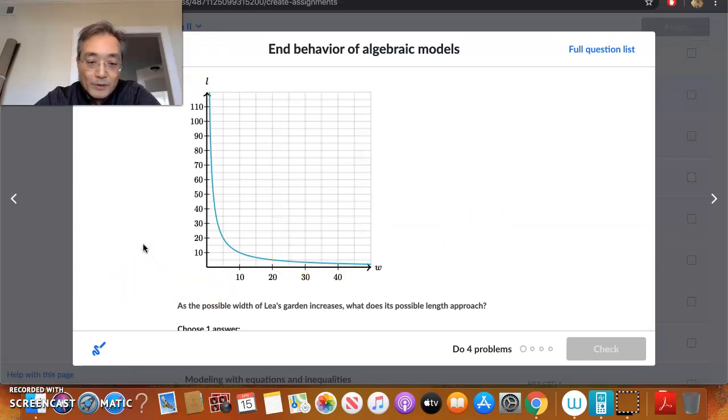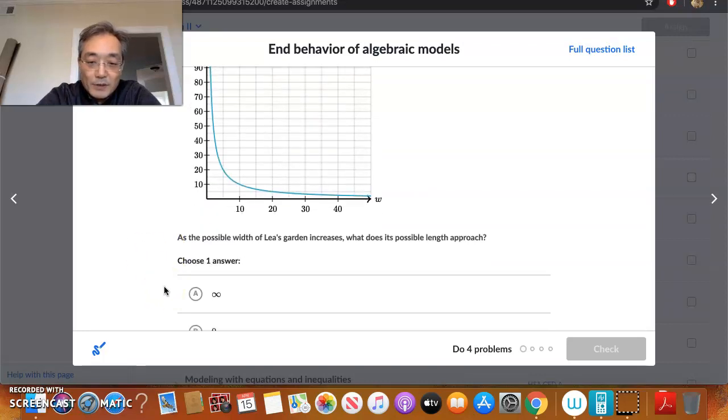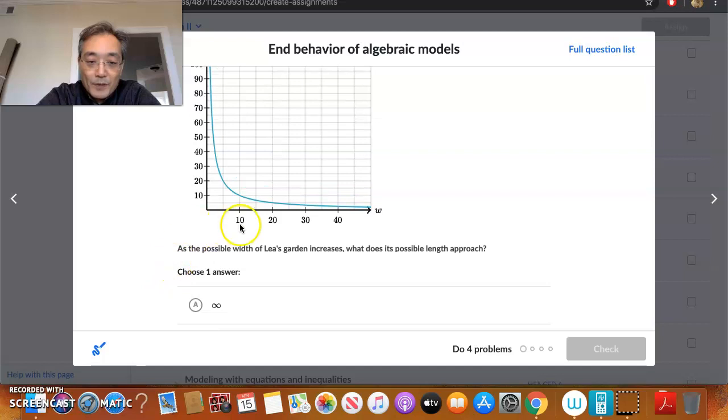As the possible widths of Leah's garden increase, what does the possible length approach? Well, as the widths increase on this function, as you go from left to right, what's happening to the values of y, or f of x, in this case, length? As you increase the width, the length is dramatically decreasing. And then it levels off, but as you can still see, the lengths are still decreasing.